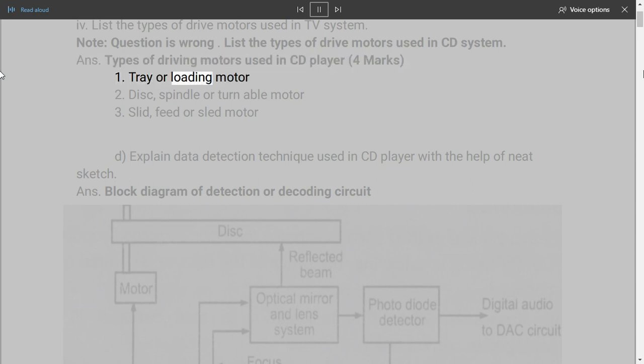Tray or loading motor. 2. Disc, spindle or turntable motor. 3. Slide, feed or sled motor.